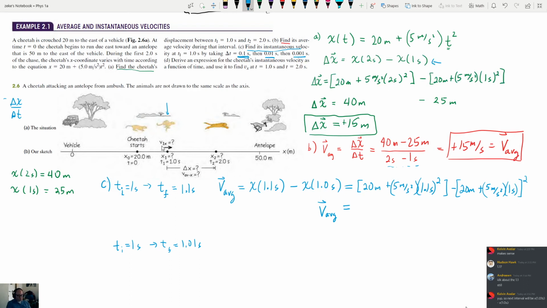Oh, I didn't charge my other phone. So my calculator's this one. It's 1.05.